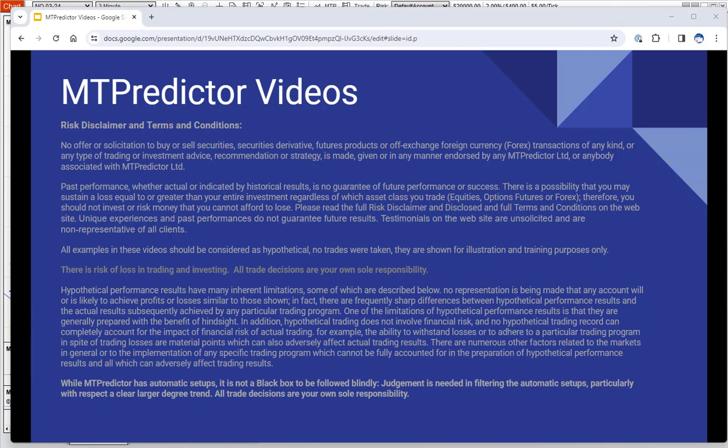In today's MTPredictor video, I'd like to take a look at when to let your trades run. In other words, trying to let them run further as the trend gathers strength.